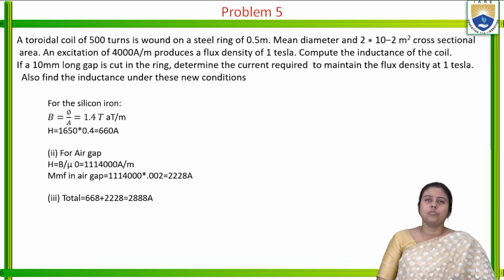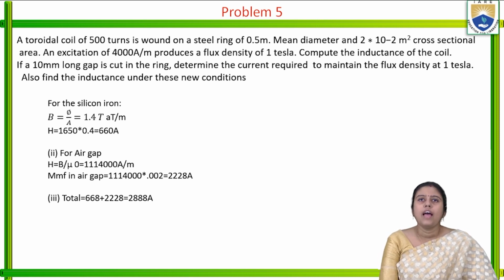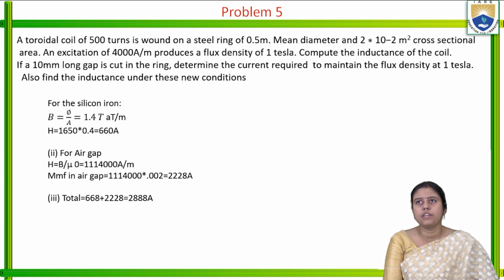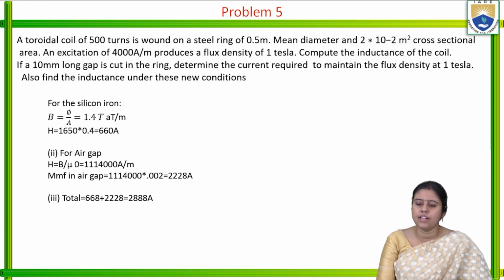So based on this, we will discuss our problem 5. What does problem 5 say? A toroidal coil of 500 turns is wound on a steel ring of 0.5 meter mean diameter, and 2 into 10 to the power minus 2 meter square is the cross-sectional area. An excitation of 4000 ampere per meter produces a flux density of 1 Tesla. Compute the inductance of the coil.